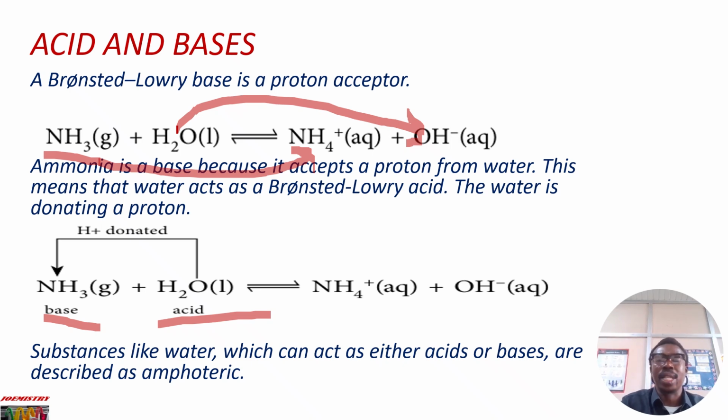Such substances like water: if water reacts with an acid, it will act as a Bronsted-Lowry base, but when it reacts with a base, it will act as a Bronsted-Lowry acid. Substances like water, I will call amphoteric substances. So based on the Bronsted-Lowry definition, an acid is a proton donor, while a base is a proton acceptor. And we have amphoteric substances that can act as a Bronsted-Lowry acid and also as a Bronsted-Lowry base.